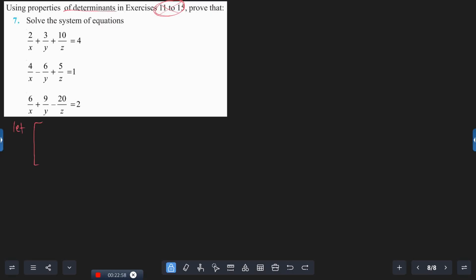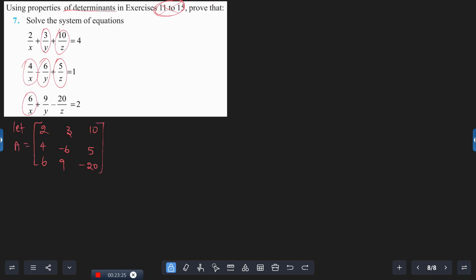Listen. Coefficient of 1 by x, what? Here the coefficient of 1 by x is 2. Coefficient of 1 by y is 3. Coefficient of 1 by z is 10. In the same manner, coefficient of 1 by x is 4, coefficient of 1 by y is minus 6, coefficient of 1 by z is 5. Like that, 6, 9, minus 20. This is my A matrix.